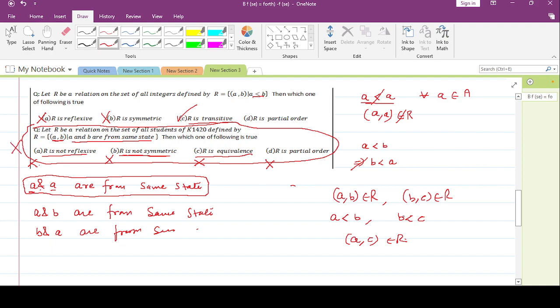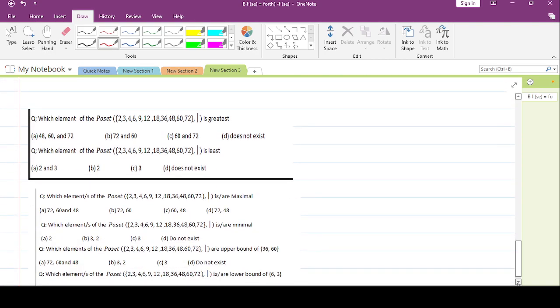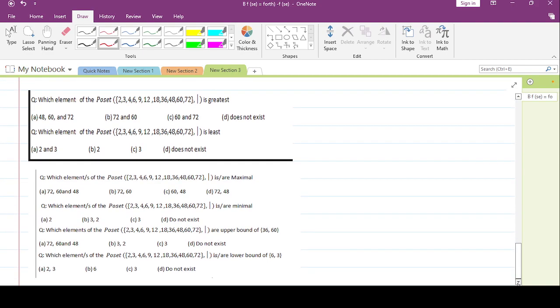Now we proceed further and solve other questions. See, this is one problem, and you are asked the following questions. So what we do is draw the Hasse diagram for this. The first element is 2, so right here 2. And then 3, 2 does not divide 3, so right here 3 also. Next, 2 divides 4.